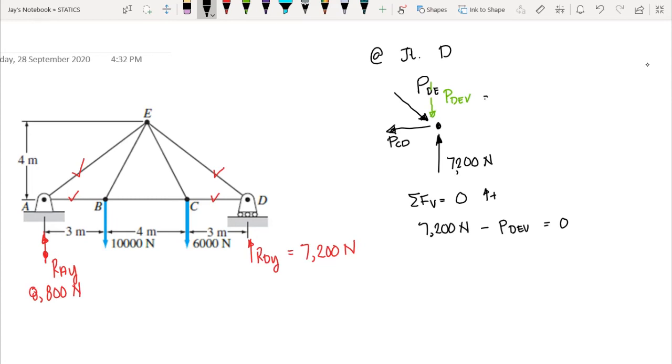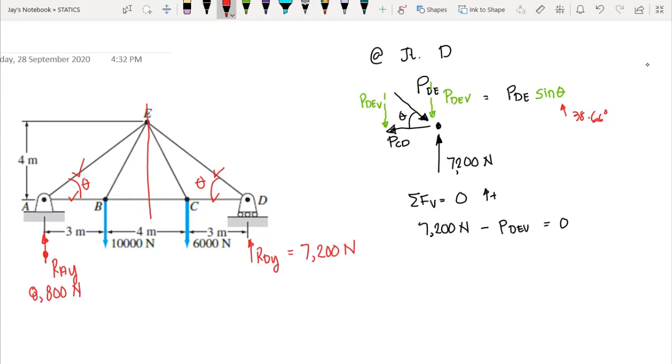Now PDEV is equal to PDE. If it's our angle theta, PDE is this one, it's parallel to the other side. So therefore we have PDEV is equal to PDE sine of theta, correct, from trigonometry. Again, the theta here is 38.66 degrees since this angle theta here is equivalent to this angle here. They are equal since this is symmetrical along the y-axis.